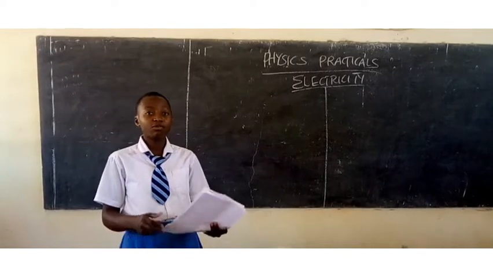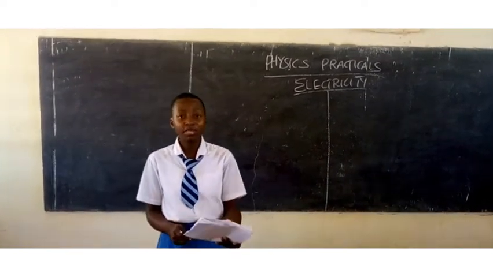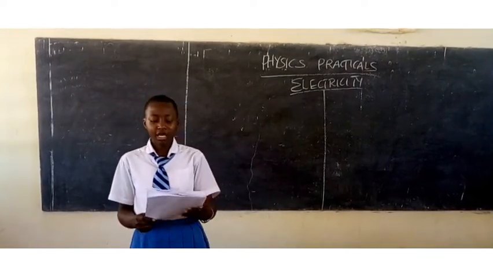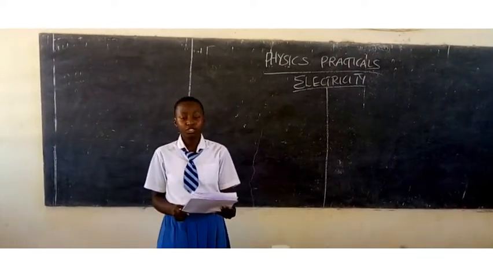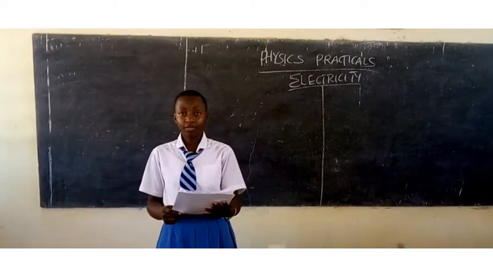Various methods can be used in our physics practicals of electricity. We have the voltmeter-ammeter method, whereby the major apparatus will be a voltmeter and an ammeter. Also, we have the Wheatstone bridge, we have the meter bridge, we have the potentiometer.